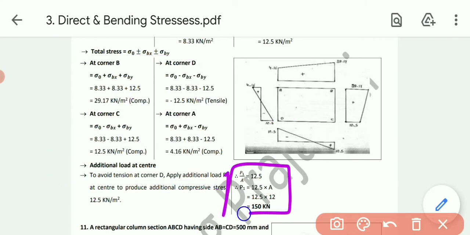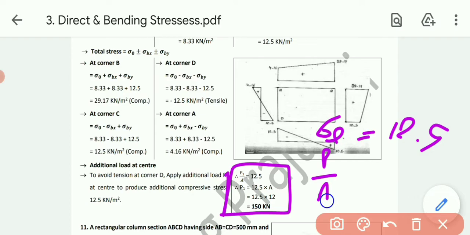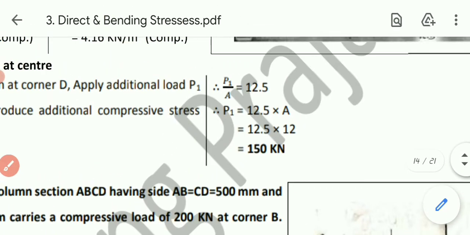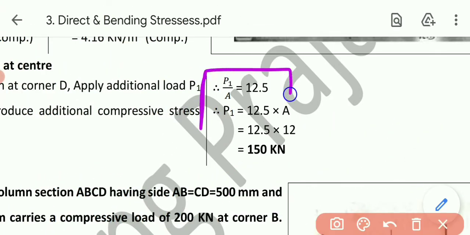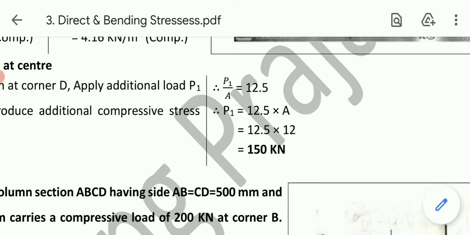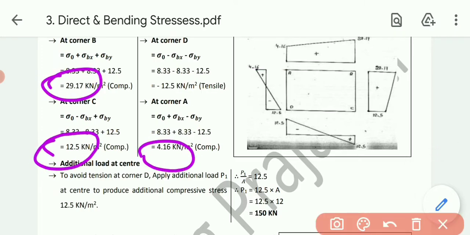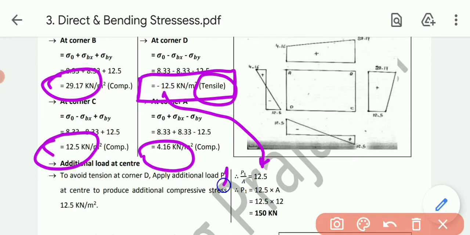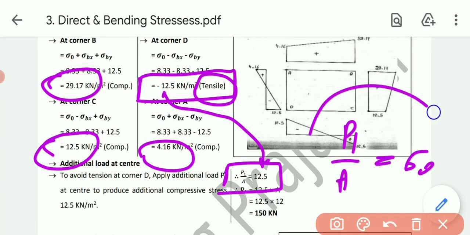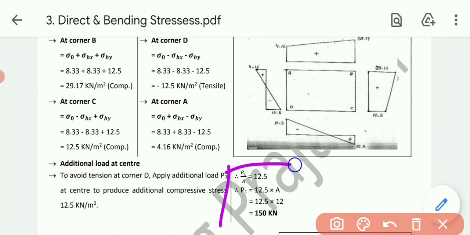So we need to apply the formula of sigma 0 only. Sigma 0 equals 12.5. Now we know that sigma 0 equals P by A, but here we apply P1 by A, equals 12.5. This 12.5 is the only tensile stress out of the four corners. This one is positive, this one is positive, this one is positive, and this is the only one which is tensile, that is negative. So I need to take this stress. P1 by A is a direct stress, sigma 0, so P1 by A equals minus 12.5; keep it as positive, 12.5.